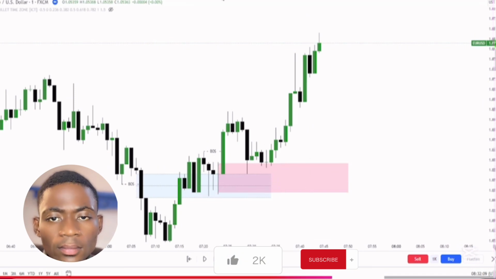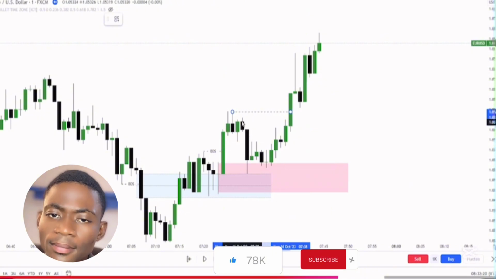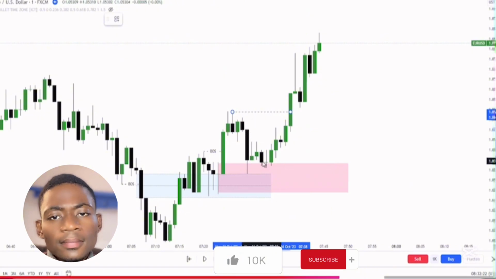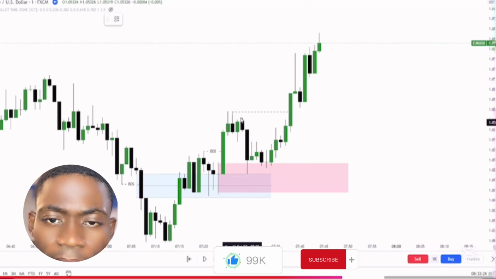So this is a break of structure, because we have what? At least 3 candles that have closed below each other in the downside. We have 1, which is this guy. We have 2, which is this guy. And then we have 3. It doesn't matter the color of the candle. As far as they are closing below each other, we have this.